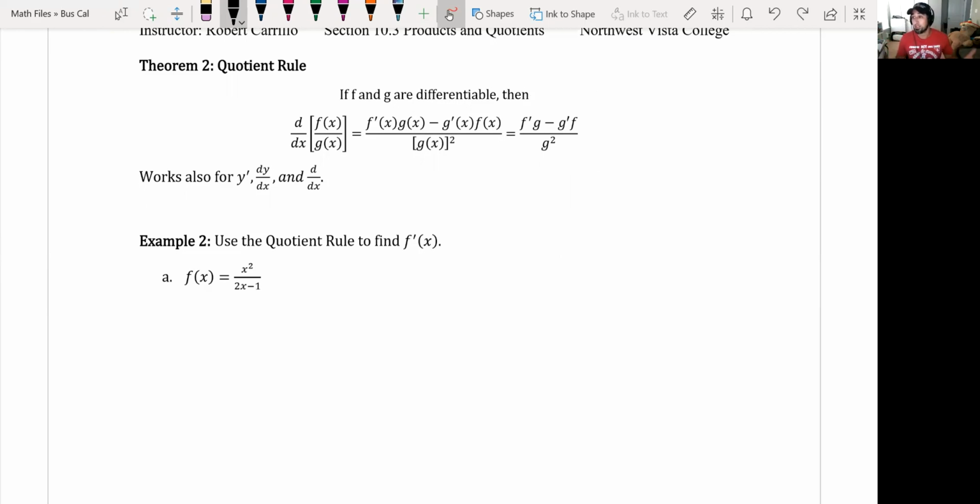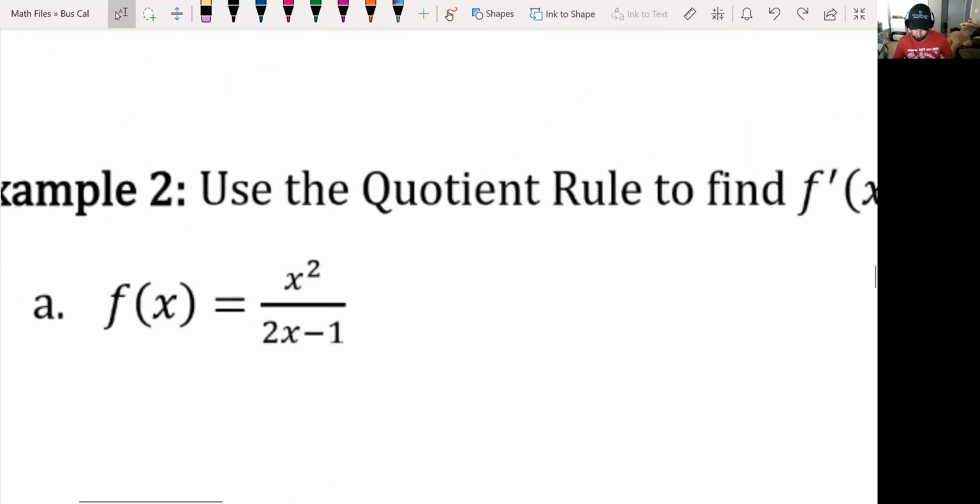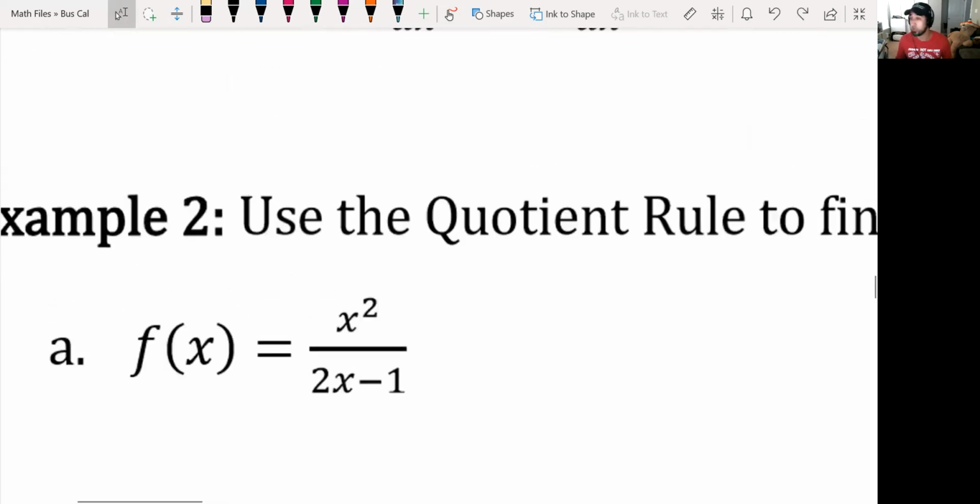Okay, so once again, we have to label what f and g are and follow the formula. If we follow the formula, we're gonna be just fine. All right. So here we're using quotient rule. So the numerator will be f, and the denominator will be g.